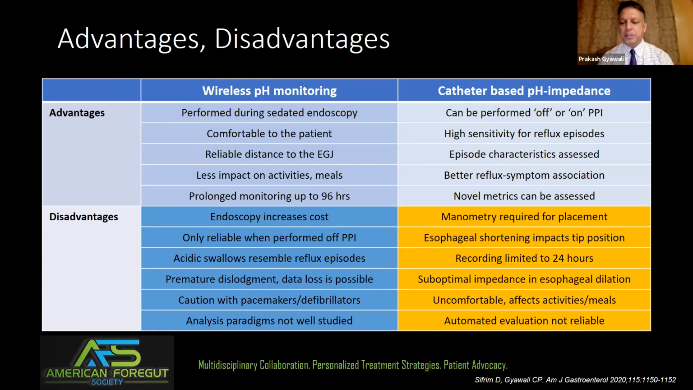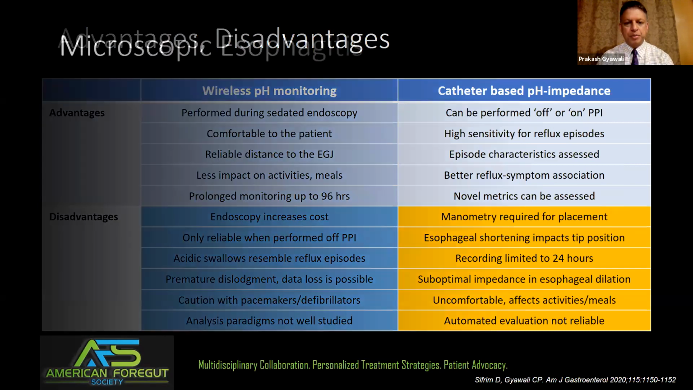It requires manual interpretation. You have to look at every single episode that the automated analysis has identified and decide if that is a true reflux episode or not. And we recently published the Wingate consensus document in CGH, and that describes how you identify reflux episodes.